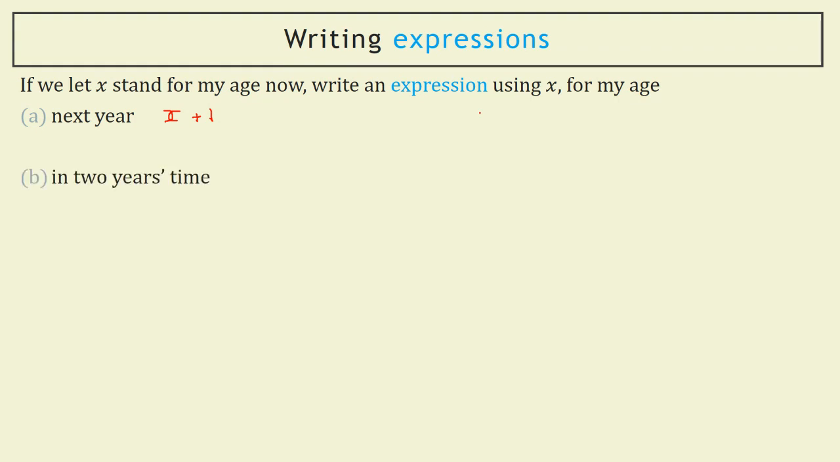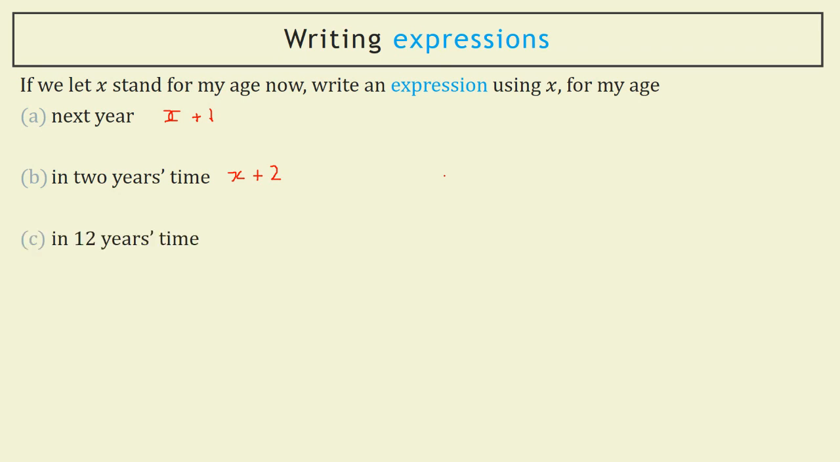All right, what would my age be in 2 years' time then? So not next year, but the year after. So again, we think, if I know my age today, how do I work out my age in 2 years' time? What do I have to do? Well, I just have to add 2, don't I? So if I know my age today, which is X, if I add 2 to that, I'm going to get my age in 2 years' time. That's the expression.